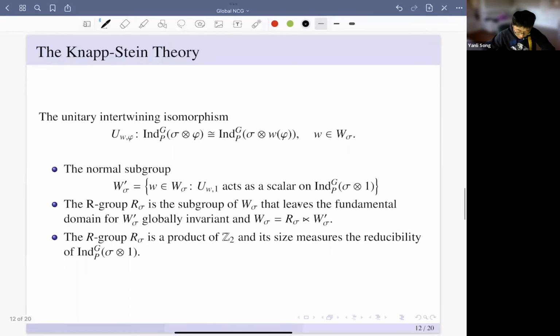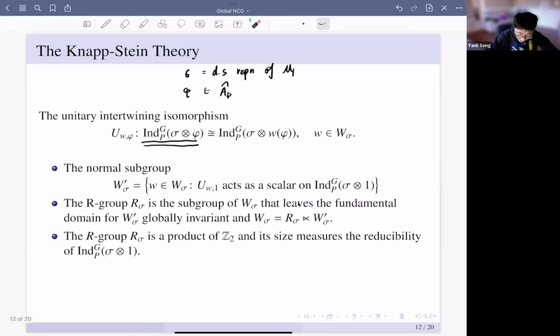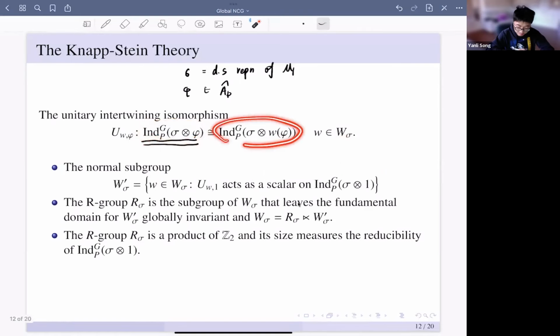So to determine this one, we really need some representation theory tools. The first one we need is the Knapp-Stein theory. For the parabolic induced representation, here sigma is a discrete series representation of MP, and phi is in AP hat. So these are parabolic induced representations. For any w in the Weyl group which fixes sigma, we can define an induced intertwining operator. It maps this parabolic induced representation to this one, so that is the intertwining operator. In this case, we will view this parabolic induced representation and this one as the same.